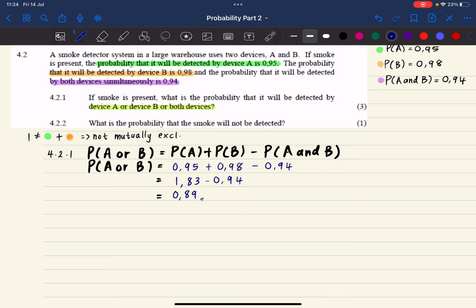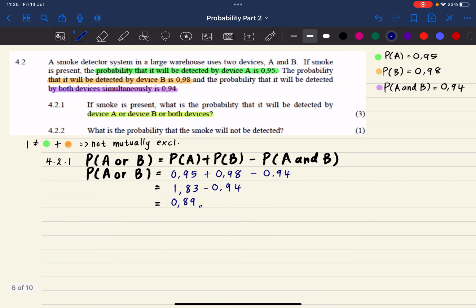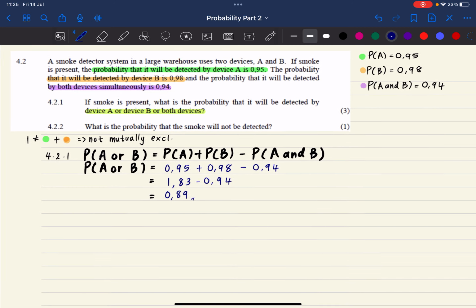Now, the reason why I sneered in disgust at 1.09 is because the probability of something cannot be more than 1. You can't be more certain than certain. You can't be more perfect than perfect. I know that's a lie you might tell in a romantic sense, but in this case, you can't be more certain than the number 1 or 100%. Okay, 0.89, we've got that by looking at the question.